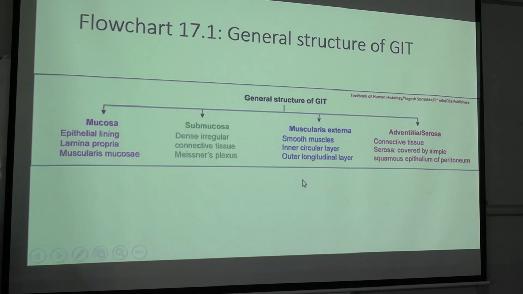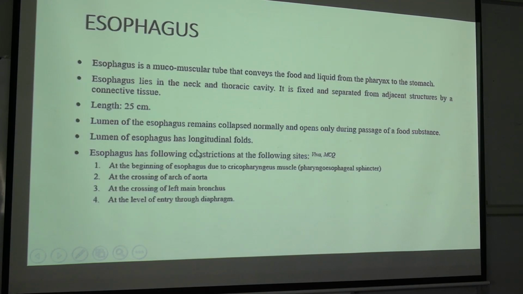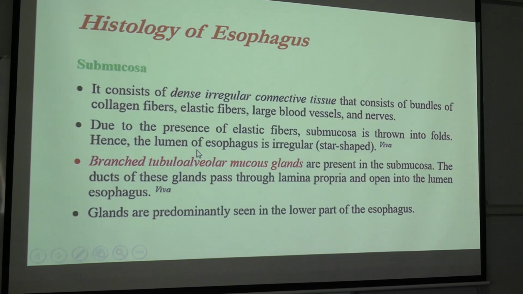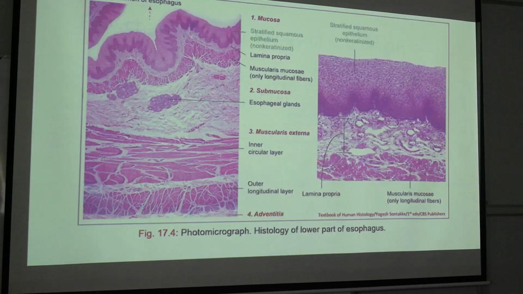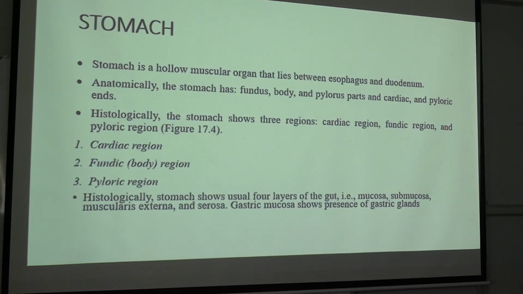So this is what we learned in the previous class: the general structures of the GI system. 1, 2, 3, 4 layers are there: mucosa, submucosa, muscular layer, and adventitia. Following this simple protocol, we are going to identify the GI histology, which is the topic for today.